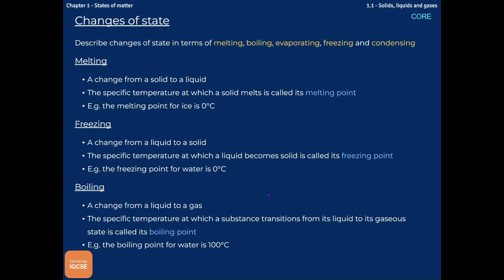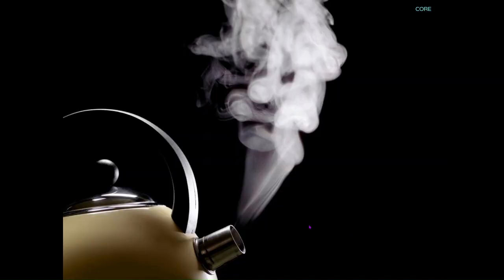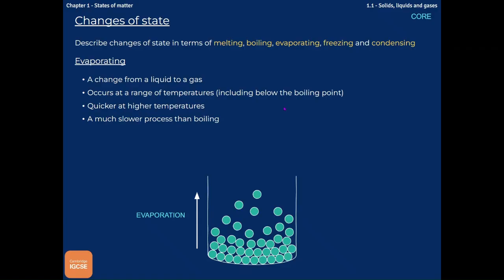Boiling, changing from a liquid to a gas. Again, this is called the boiling point, the temperature at which this happens. For water, it is 100 degrees Celsius. There you go. There's some boiling water. The water's changing into water vapor, right? Or sometimes we call it steam. Another physical property.